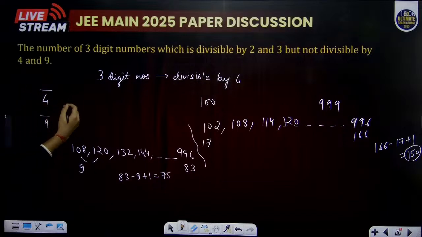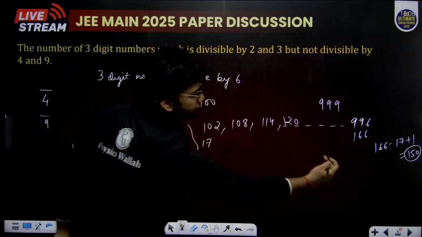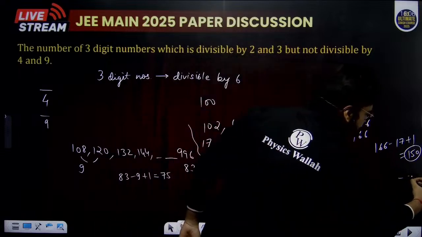Now I want to remove these numbers. So I'll remove 75 from this. So 150 minus 75.